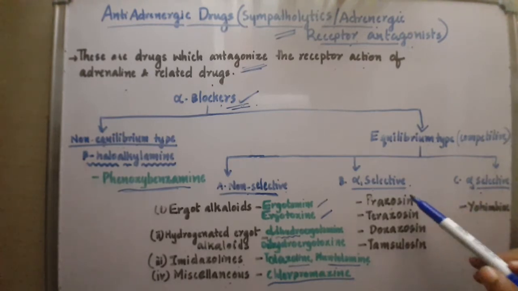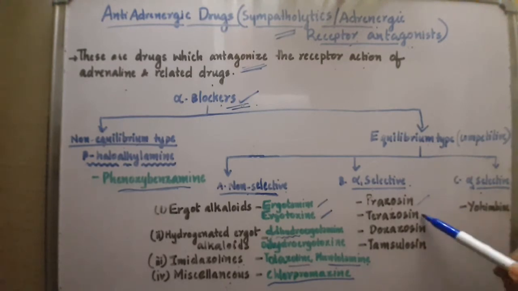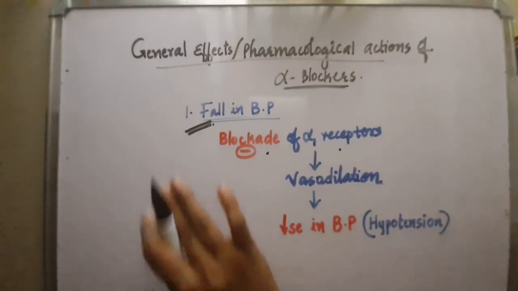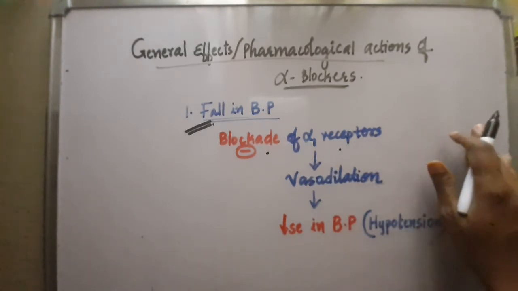Next one is alpha-1 selective drugs and they are prazosin, terazosin, doxazosin and tamsulosin. For alpha-2 there is only one drug and it is yohimbine. Next we will study the general effects or pharmacological actions of alpha blockers.